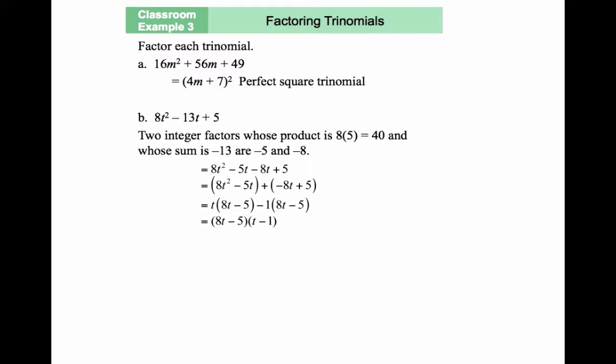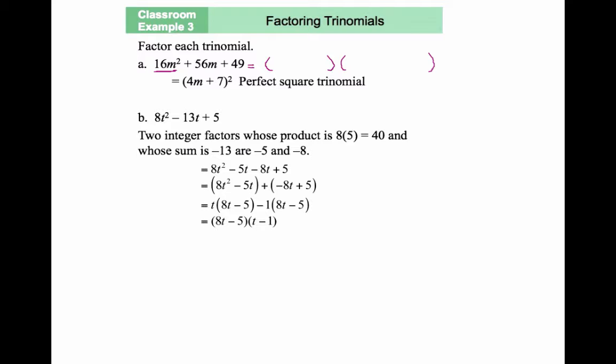Let's take a look at the example. Here we have 16m squared plus 56m plus 49. If you can recognize this is a perfect square, then we can factor this as (4m plus 7) squared. Now if you didn't recognize this is a perfect square, we can open two parentheses and use the method we learned last time. Look at the first term here.